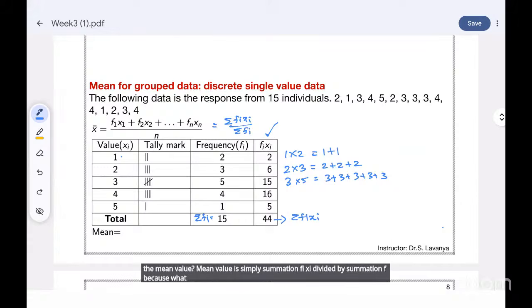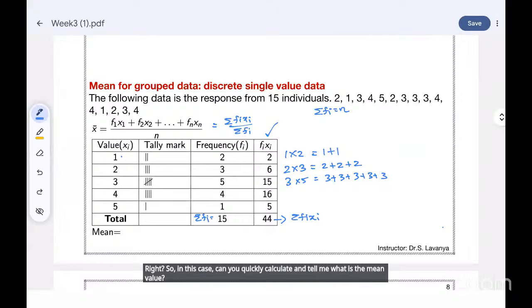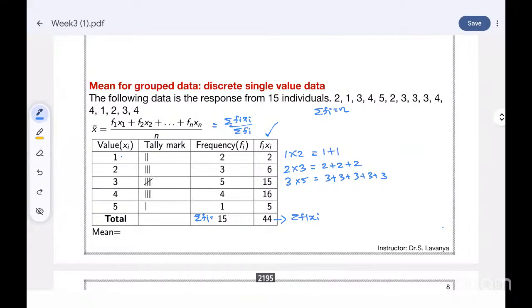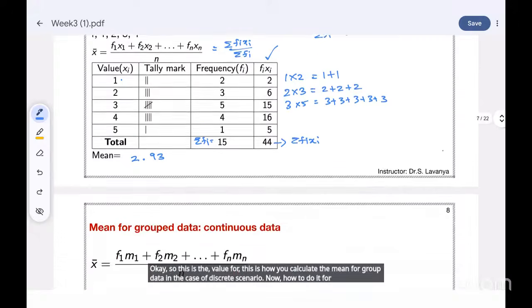Because what is summation fi? That should be the sample size. Right? So in this case, can you quickly calculate and tell me what is the mean value? 2.9. 2.95. 2.9. 5 or 3 or what is the correct value? 2.93. 2.93. Okay. So this is how you calculate the mean for group data in the case of discrete scenario. Now how to do it for continuous case?